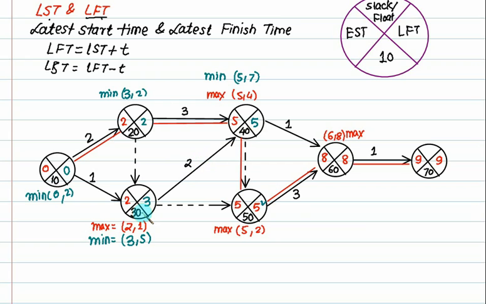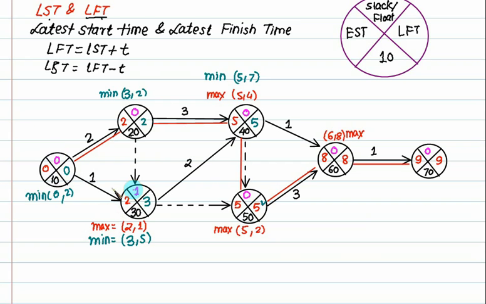Now you come via this path. 5 minus 2 is what? 3. And 5 minus 0 is 5. So the minimum is what? 3. That finishes it. So what is the slack here? Slack here is 0, 0, 0, 0, 0. Slack here is 1 day. And slack here is 0.